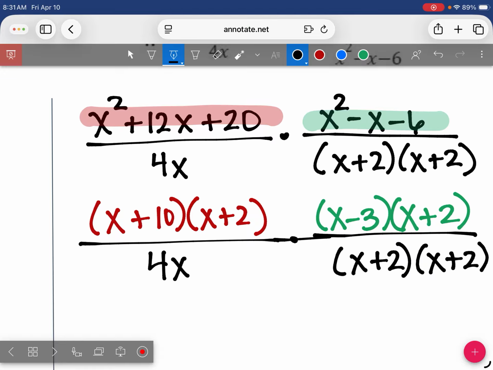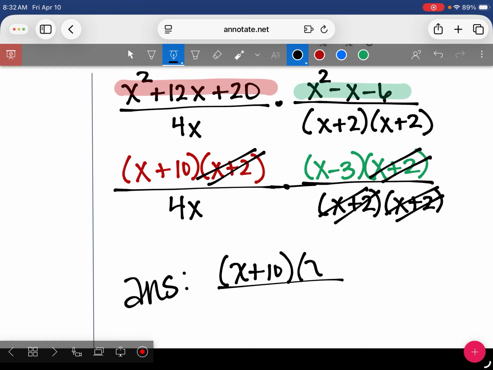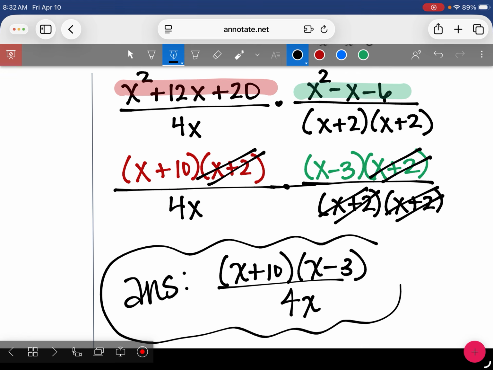Can I cross out an x plus 10? No. What about an x plus 2? So we can cancel out this x plus 2. But there's also another one. So the numerator and denominator both had x plus 2 squared. Is there anything else we can take away? Okay. So that leaves us with our final answer of x plus 10 times x minus 3 all over 4x.